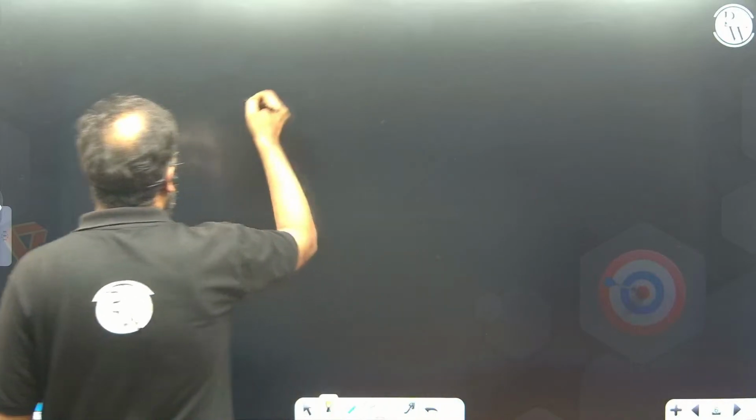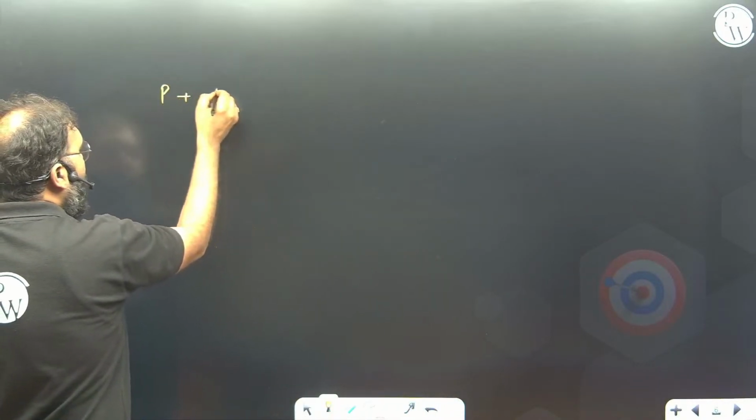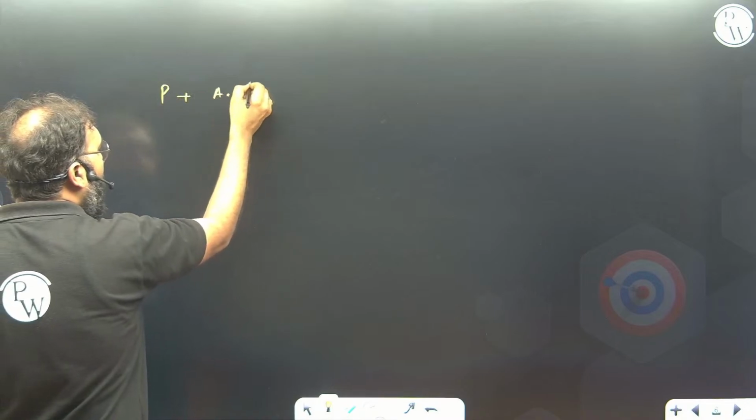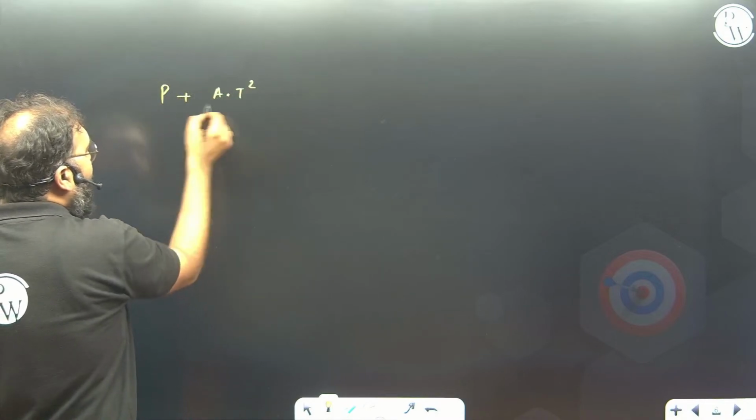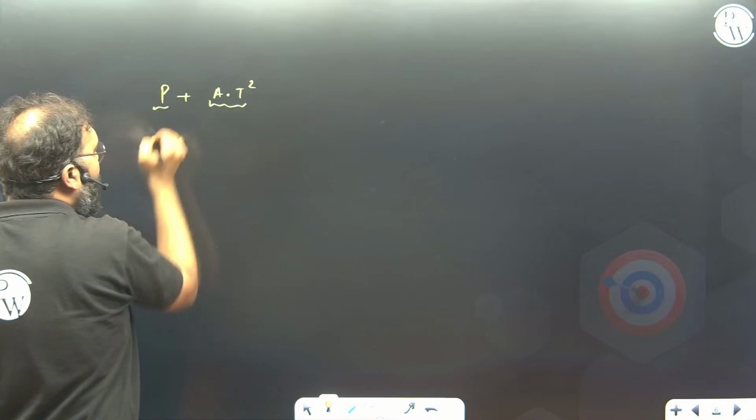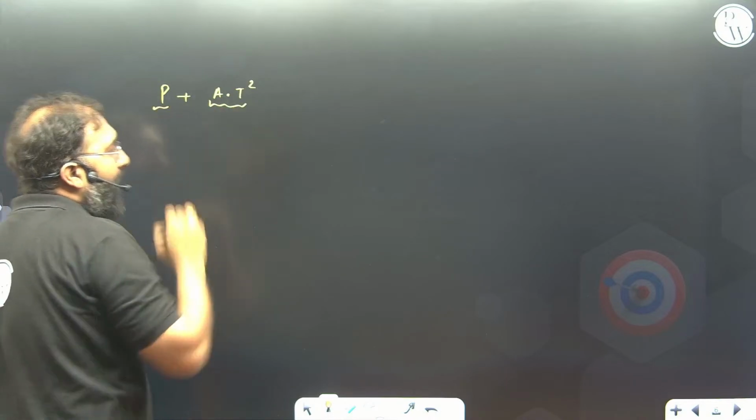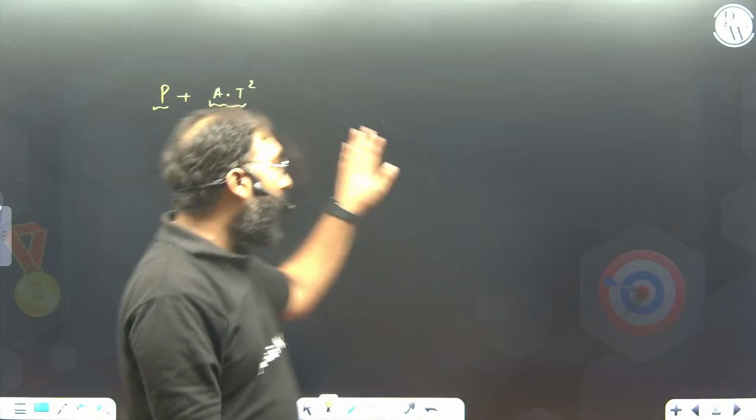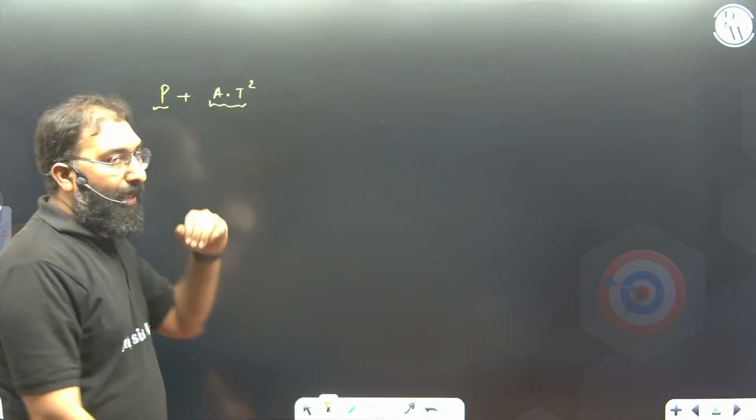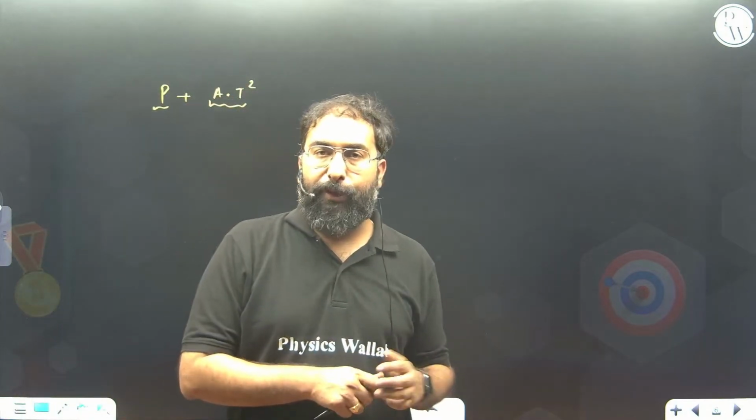Let's say I'm writing pressure plus A into some T square term. It means that I'm adding A into T square to pressure. So both should have the same dimension. A into T square is added to pressure, so we can add only similar types of physical quantities.